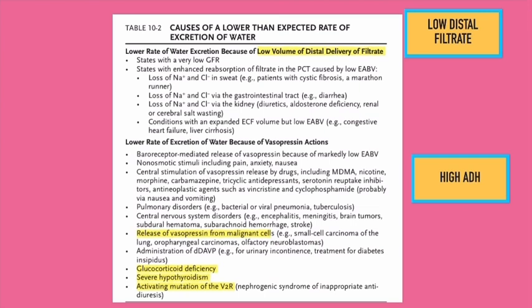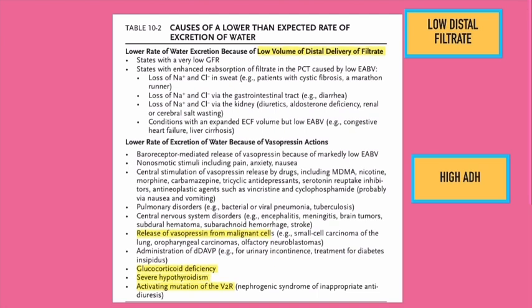So what are the conditions that are associated with low volume of distal delivery of filtrate? One is condition with low GFR, that is AKI or CKD, and second is increased reabsorption in the proximal convoluted tubule, and it is actually caused by decreased effective arterial blood volume. So it is due to loss of sodium and chloride through sweat, as in patient with marathon run, or loss of sodium and chloride via GI tract, that is in case of diarrhea, and through kidney by means of diuretics, aldosterone deficiency, or salt wasting syndrome, that is renal or cerebral salt wasting, or conditions with low effective arterial blood volume like congestive heart failure, liver cirrhosis, or nephrotic syndrome.